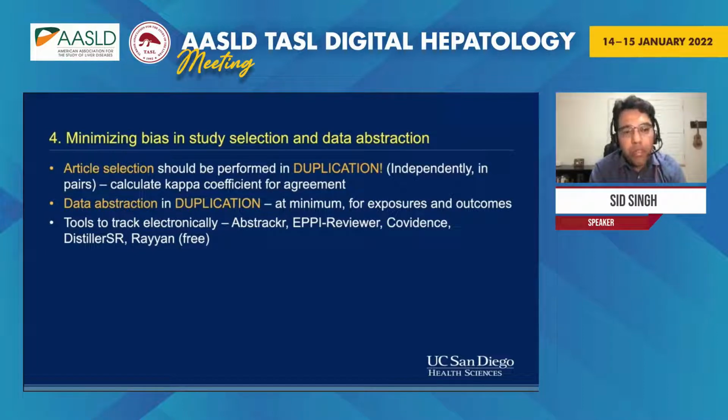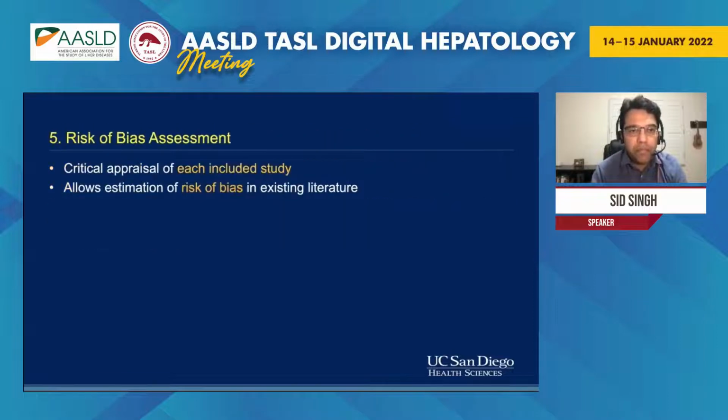There are multiple tools available which can be used to track this concept of duplicate article selection, such as Abstrackr, EpiReviewer, Covidence, Distiller, and Rayyan, which is a free software that is available that can help you with article selection and duplication, and also calculate your kappa coefficient.